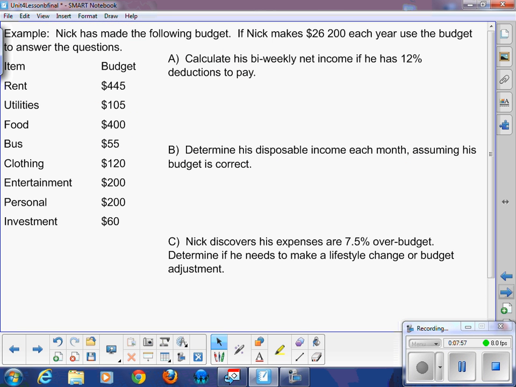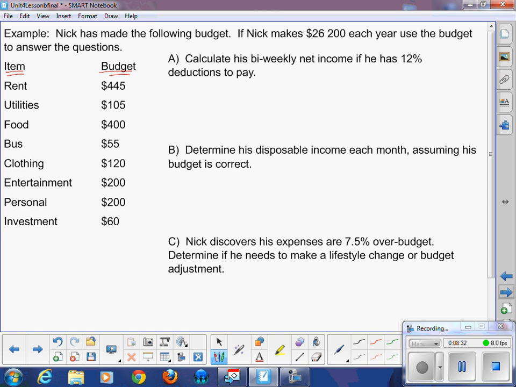Last example I have here, 3 parts. Nick has made the following budget. So if Nick makes $26,200 each year, use the budget to answer the question. So Nick has gone through and he set aside, this is what he's going to do. He's got his items, everything he's spending, and the budget. So he's got rent, utilities, food, clothing, entertainment, personal, and investments. So he's got everything taken care of there in his budget. So A part, calculate his biweekly net income if he has 12% deductions to pay.